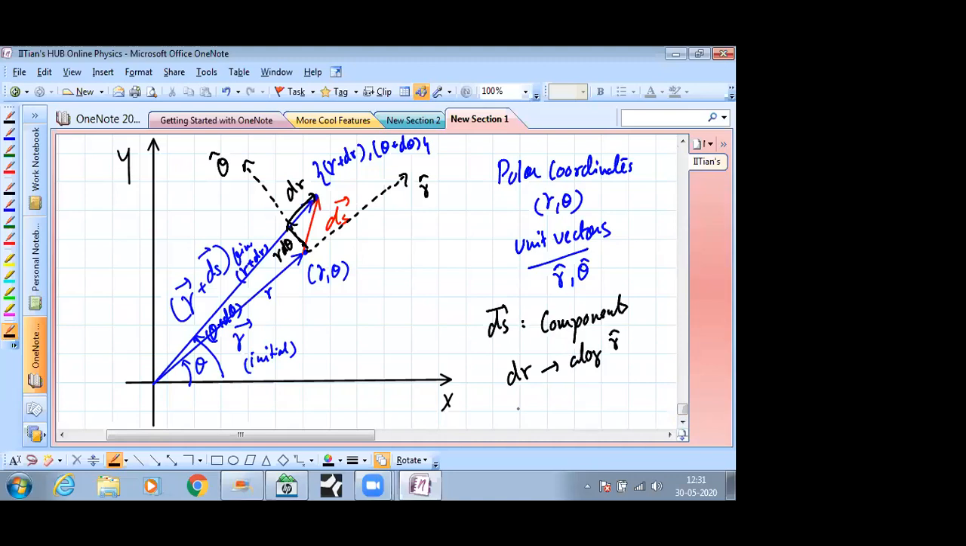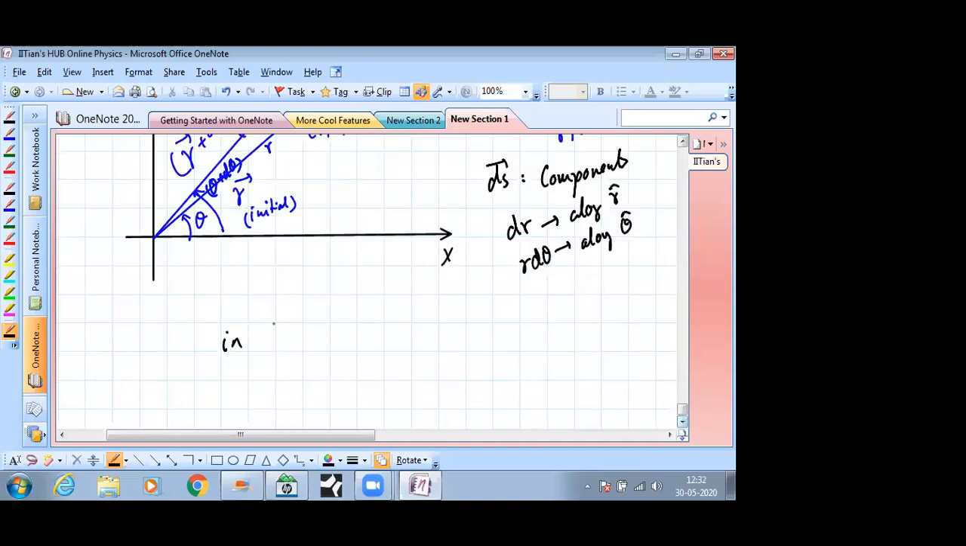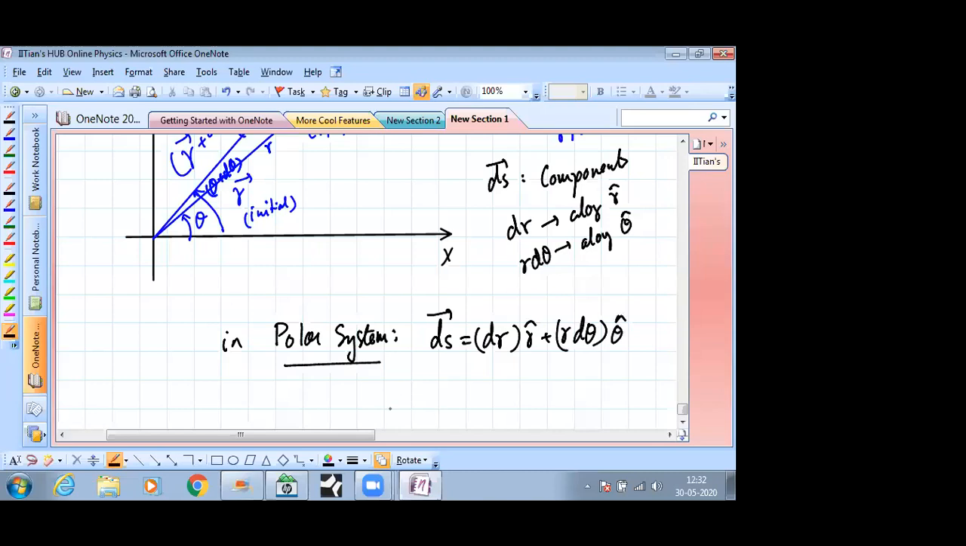So that small displacement ds has components dr along r cap and r d theta along theta cap. So that is why in polar system, a differential displacement will be written like this: dr r cap plus r d theta theta cap, where the magnitude of this displacement therefore becomes radial component square plus tangential component square. So first of all, in polar system, this is how we write a differential displacement.